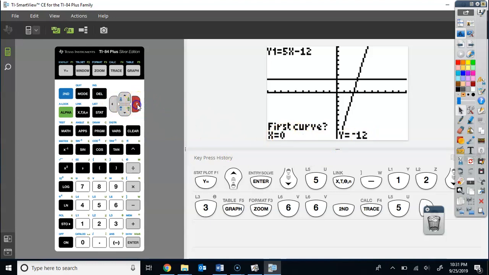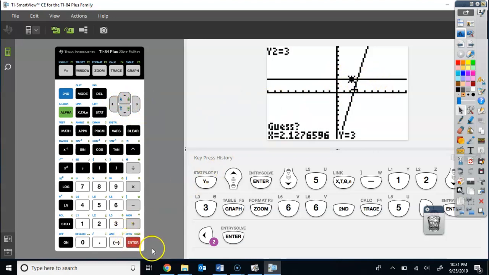I'm going to hit the right arrow, and notice it moves a little cursor up across the line. The first curve basically means you need to be on this line, and it will be typically as soon as you hit intersect. I'm going to hit enter. Then notice it takes me to the second curve, or in other words, the horizontal line. I'm going to hit enter.